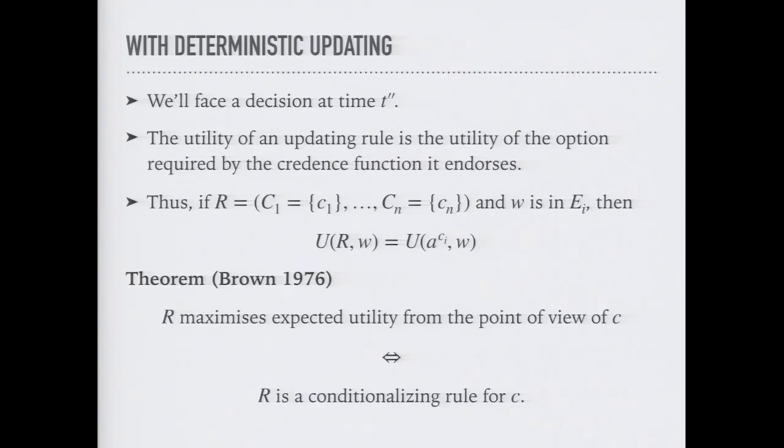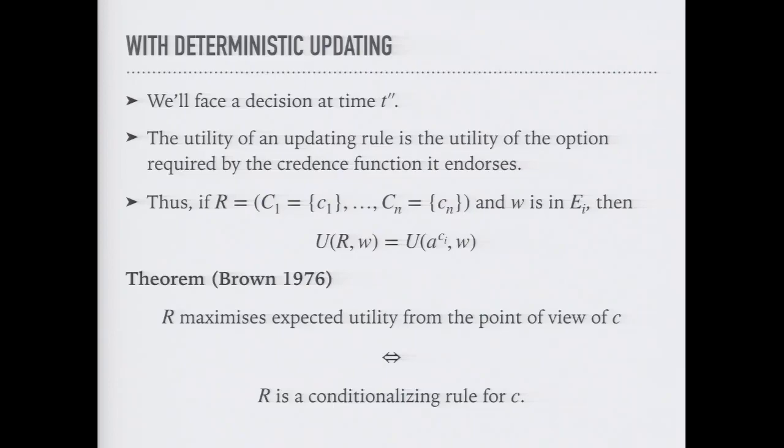Okay, so let's see how that works out a little bit formally. We're in the deterministic setting, deterministic updating. Usually we assign utilities to options, alternatives between which you choose. But I can use that to define the utility of an updating rule at a particular world. The utility of an updating rule at a particular world is the utility of the option that the credence function, which that updating rule at that world will endorse, would choose from the decision problem that I'll face at a later time.